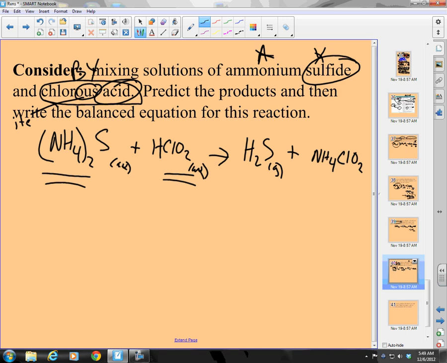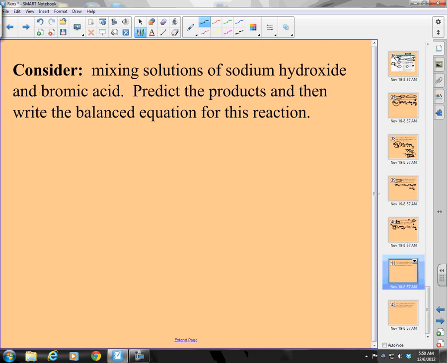There we go. And we need two of these, and we need a state. All ammoniums are soluble, so it's aqueous. There we go. How many of you got that right? That was a tough one. All right, the last two slides.